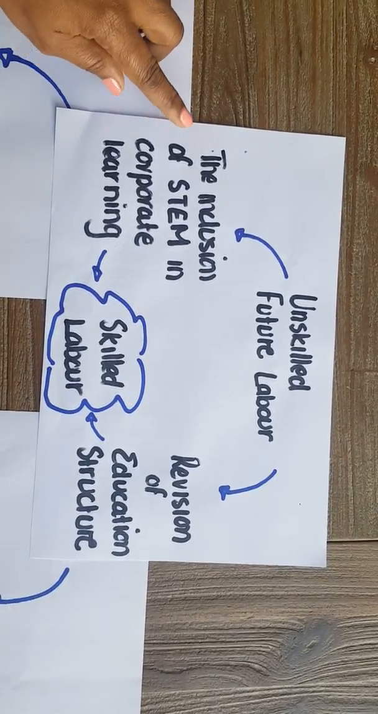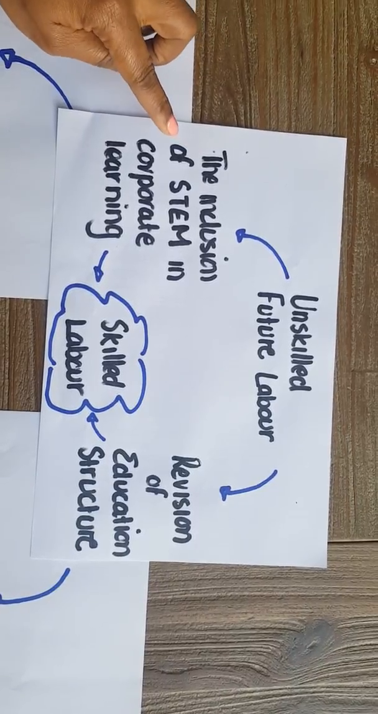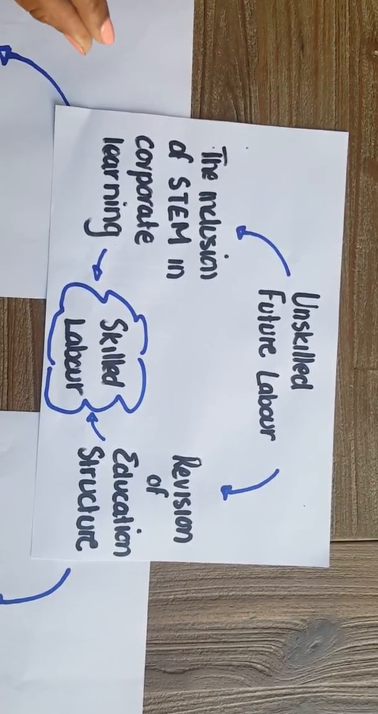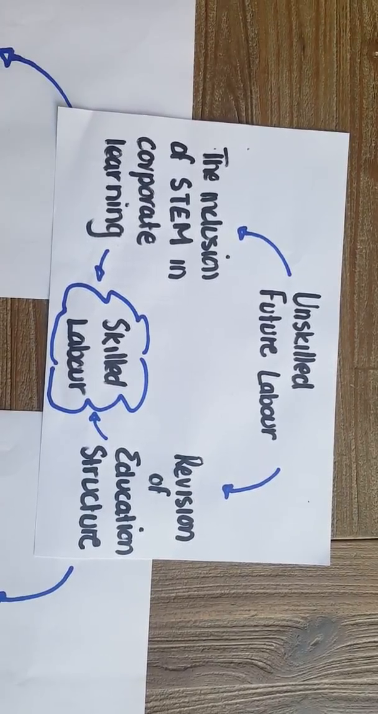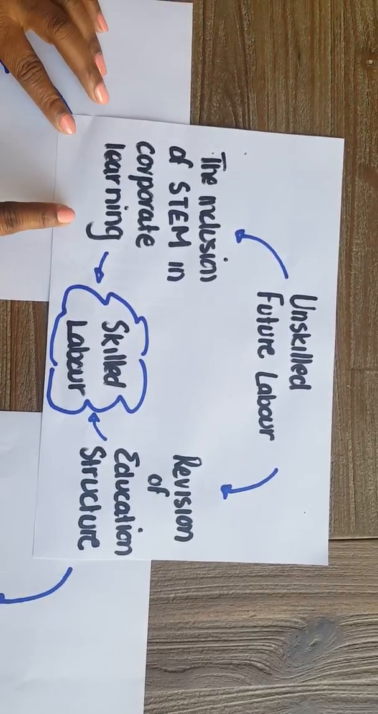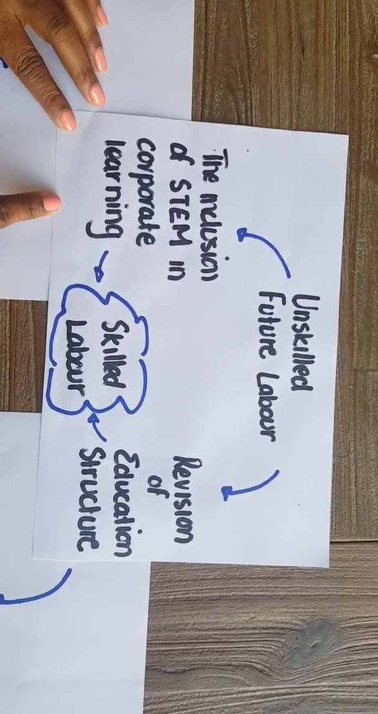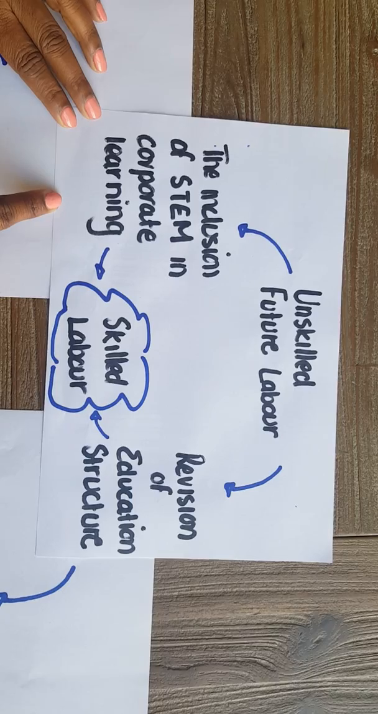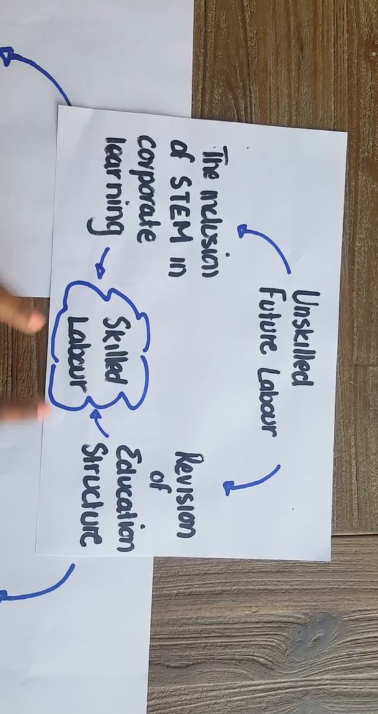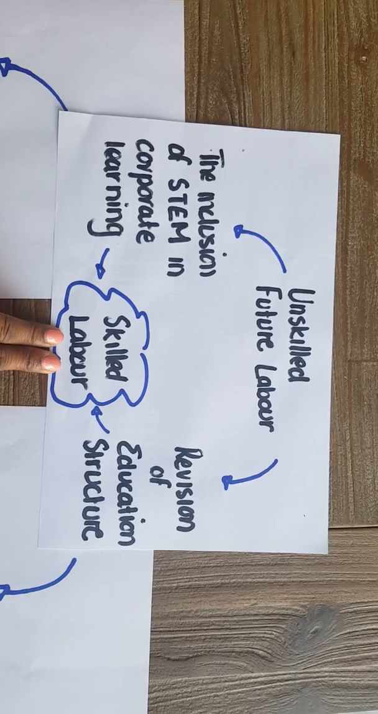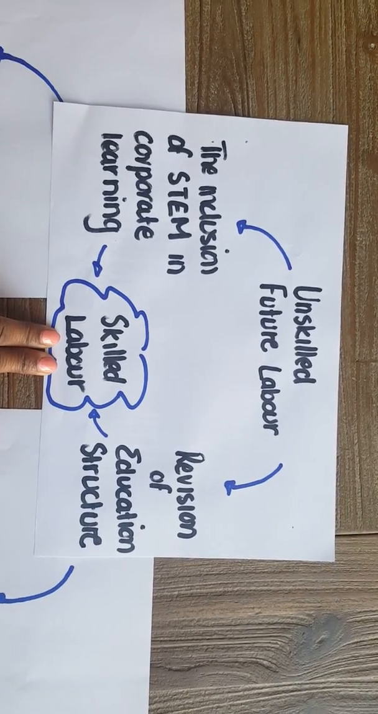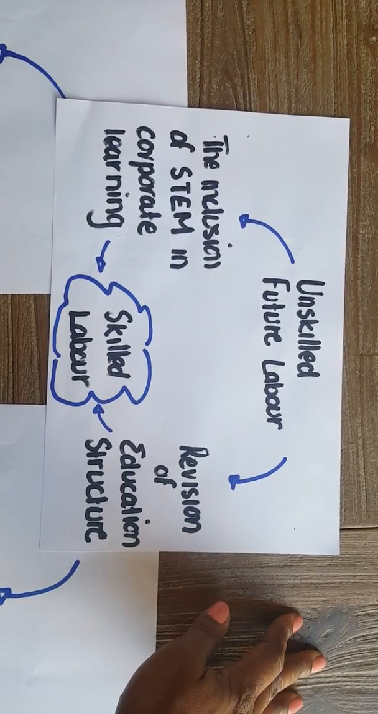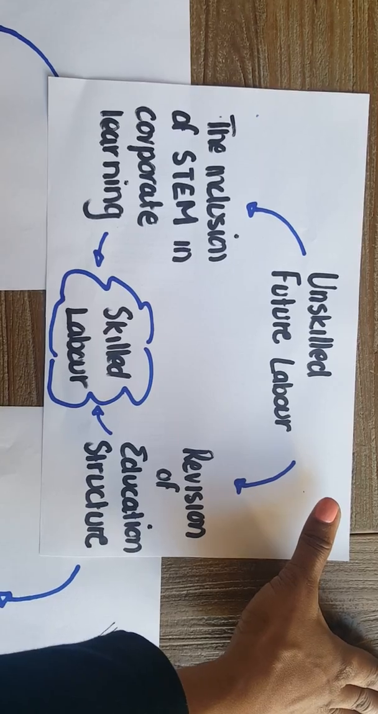The second way is the inclusion of education content related to STEM, which is subjects around science, technology, engineering, and mathematics, into corporate learning curriculum, and actually holding corporates accountable for the introduction of skills and knowledge that will result in a skilled labor which will be able to cope with the transition of jobs in the future. On a very simplistic level, this might be a solution to our problem of the unskilled future labor.